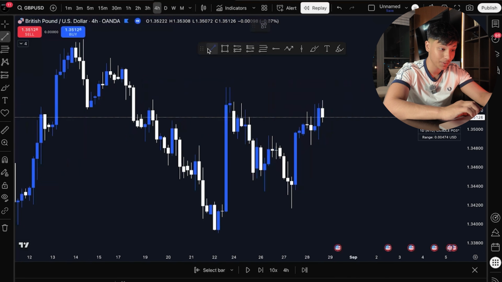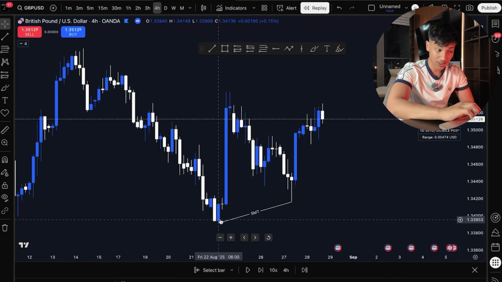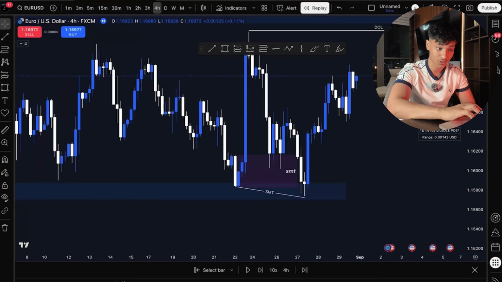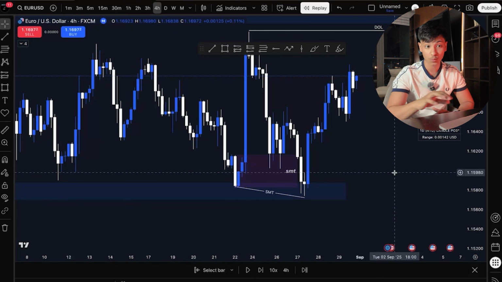However, if we go over to GBPUSD, Friday 22nd of August, this previous daily low, this previous weekly low, GBPUSD failed to take out this low. Whereas in EURUSD, we ended up taking it out. This is what we call an SMT divergence. Now, SMT divergence is a very good confidence that you can use in order to understand that the market doesn't have any reason to go lower or higher.